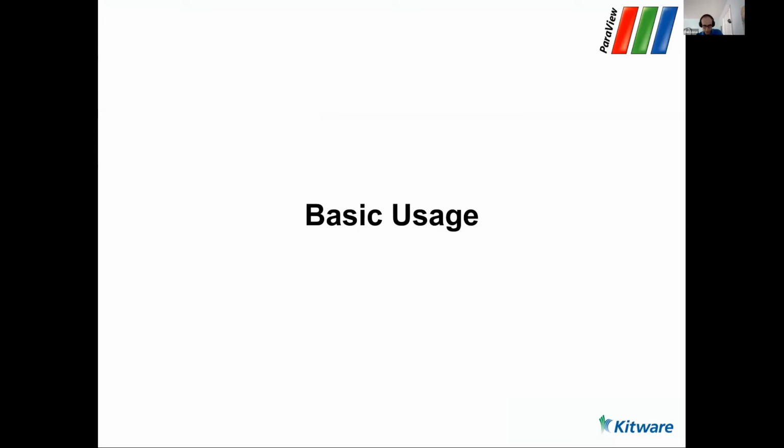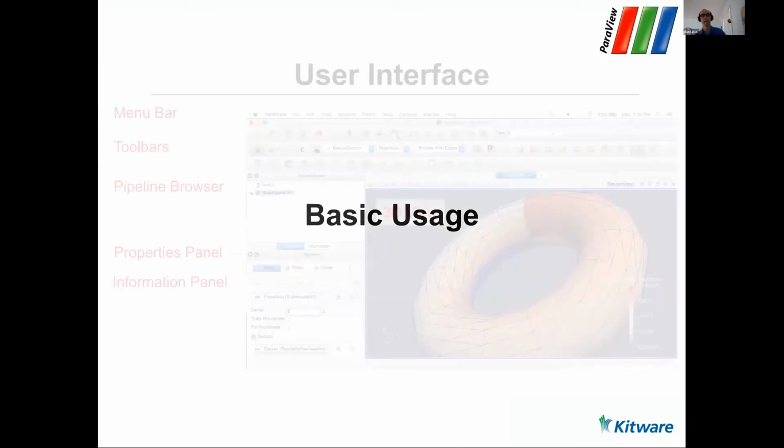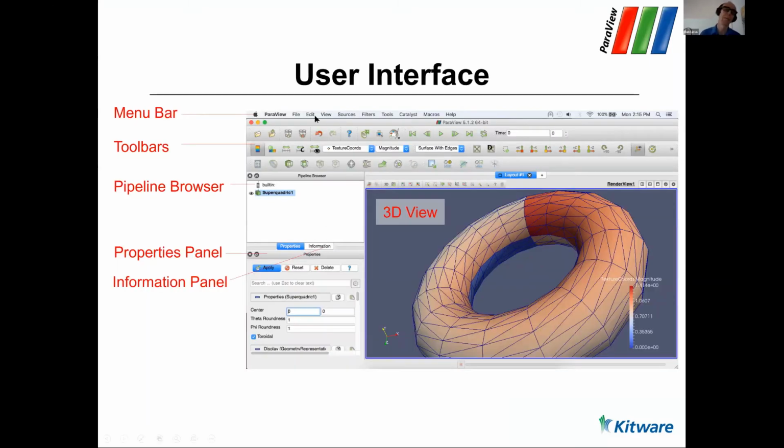So let's look at some basic usage for ParaView. So the user interface has menus and toolbars, where in the menus all the commands should be there. In the toolbars, the most commonly used commands are linked. This panel here is the pipeline browser. So this is the visualization pipeline, the processing pipeline that you build to analyze and visualize your data.